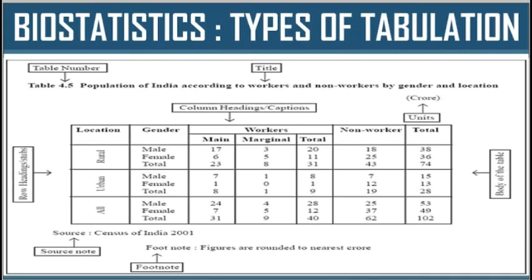The row headings, and we'll have the smaller categories. So you can see all, urban, rural, then male, female, total. All of this, then main, marginal, total.